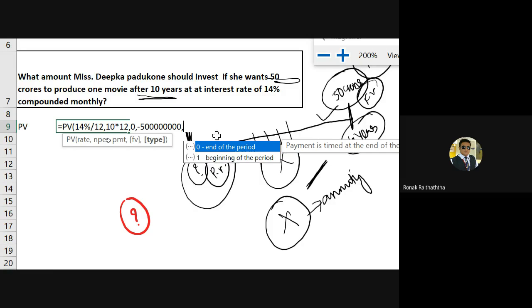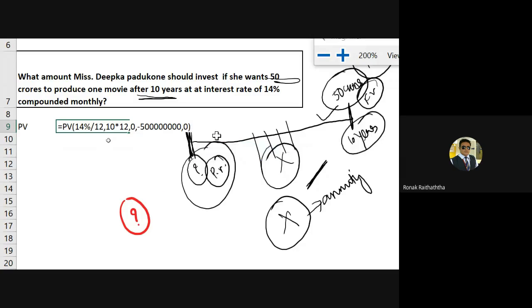Comma. Type shall be. Can someone tell me the type over here? Nothing is given to you that whether she would be investing right now or at the end of this year. We would just put 0, not required. Closing the bracket. Pressing enter. So PV is 12 crores 43 lakhs 01715.